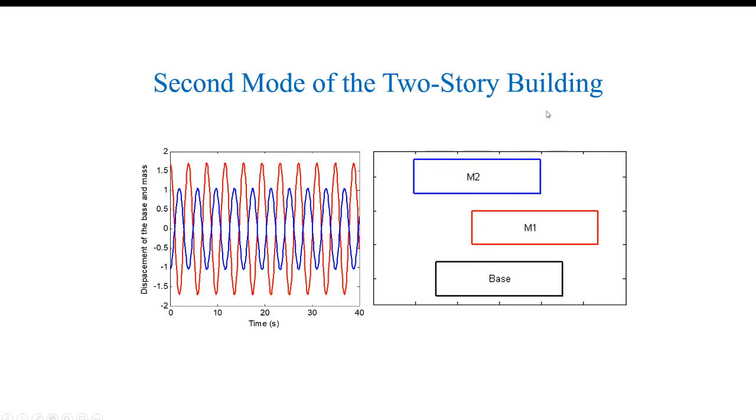Then what you'll see is that mass 1 is all the way to the right, mass 2 is all the way to the left, and they'll start oscillating 180 degrees out of phase. You can see that from the time plot too. When the red one is at a maximum, the blue one is at a minimum. It's on the other side.